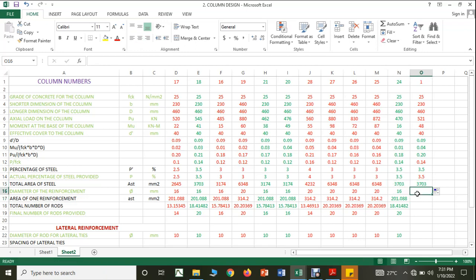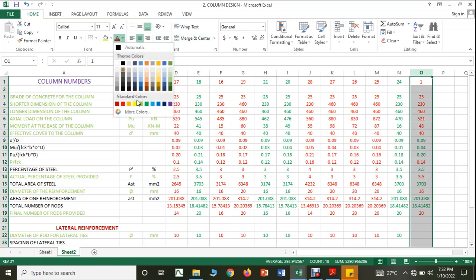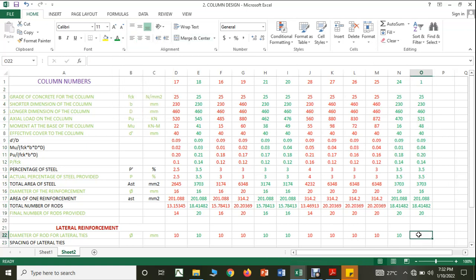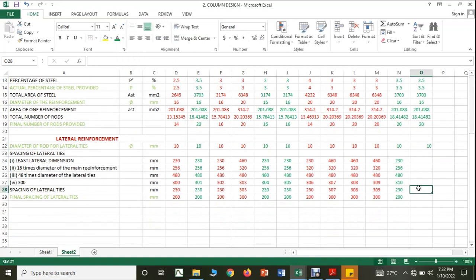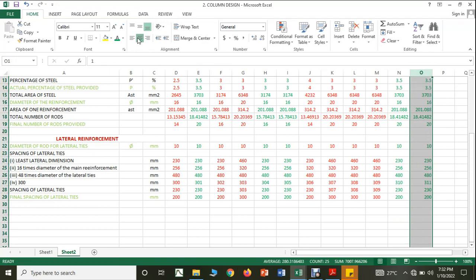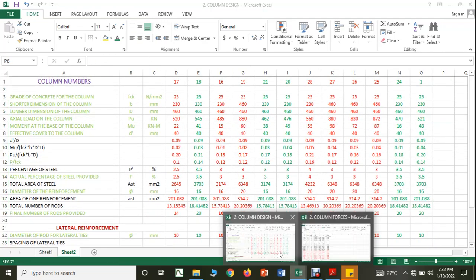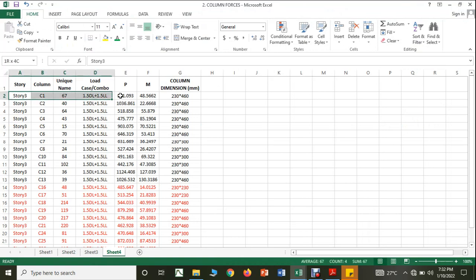So this will be the total reinforcement. I'm going to maintain 16 mm dia bars. This is the total number of bars required, and I'll make it 20. Therefore I can make this green because there is no issue with this column. Similarly, I'm going to maintain 10 mm stirrups at 200 mm center to center. So this is about column number 1.